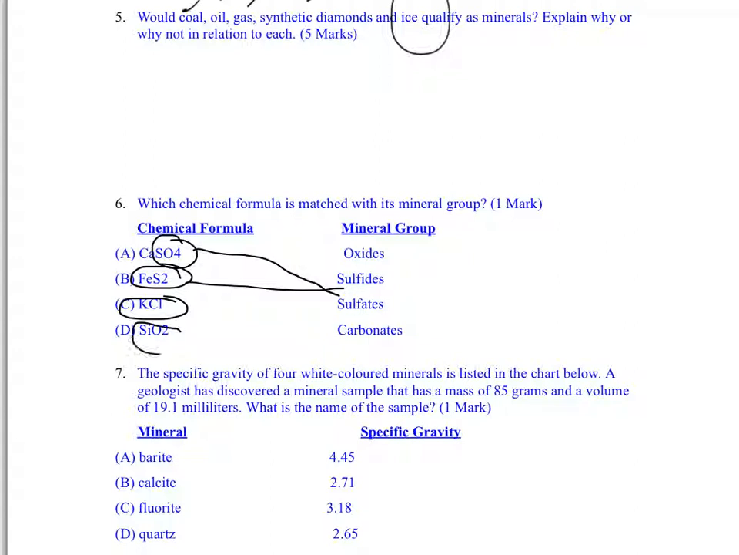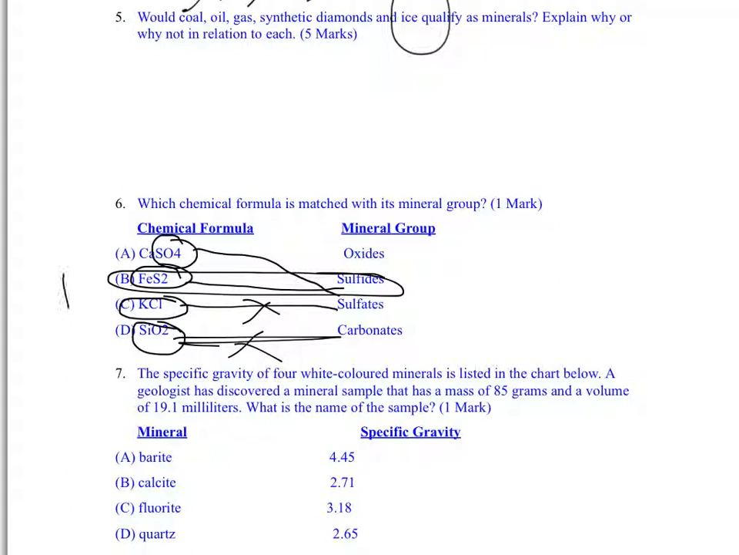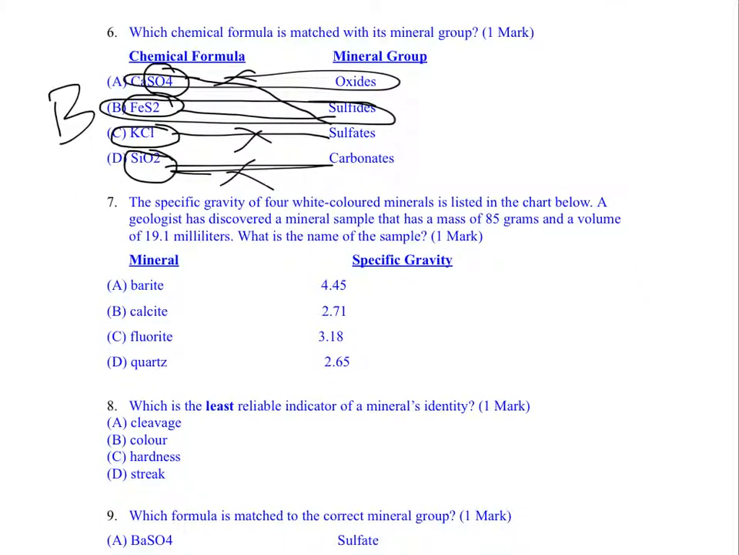And this one here is silicon and oxygen. This is a silicate, and there is no silicate there. So a little bit of an error on my part here, because all we were supposed to do is to see which formula is matched with its mineral group. So this is not a match, and this is not a match, but this is clearly a match. So the answer is B, and this is not a match. So the answer is B. Moving on to the next question.